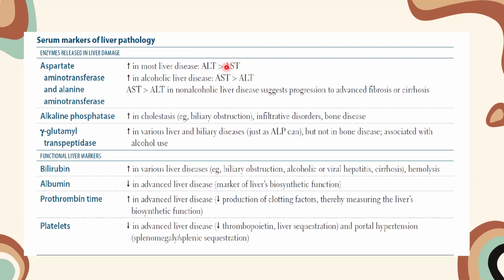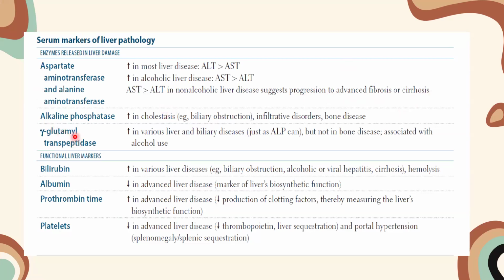However, specifically in alcoholic liver disease, so for example, if a patient consumes a lot of alcohol, of course, the liver is going to become damaged because the liver is responsible for the detoxification or the breakdown of alcohol. In those cases, you're going to see a high amount of AST and ALT. If AST levels are elevated in non-alcoholic liver disease, this suggests that there's progression towards advanced fibrosis or cirrhosis.